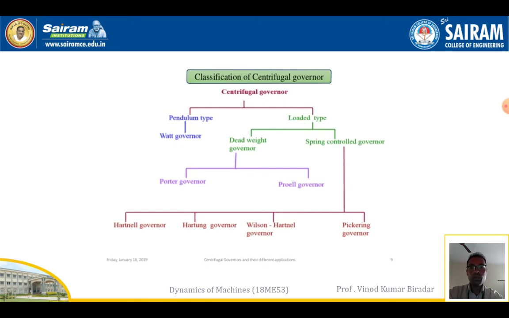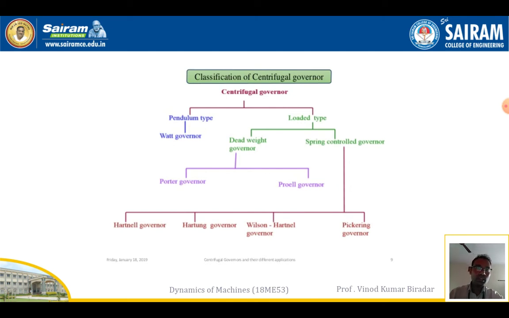Okay, so the best example of the pendulum type is the Watt governor, and for loaded type governors again we have two different types, that is dead weight governor and spring controlled governor. Okay, so again dead weight governors are divided into two types, that is Porter governor and Flywheel governor. Here we add the weight on the shaft of the governor, hence it is called a loaded type of governor.